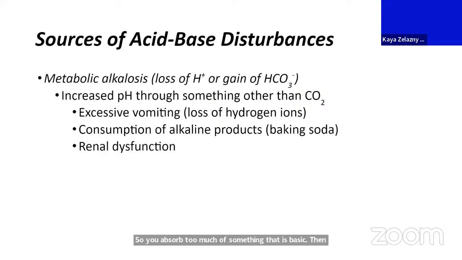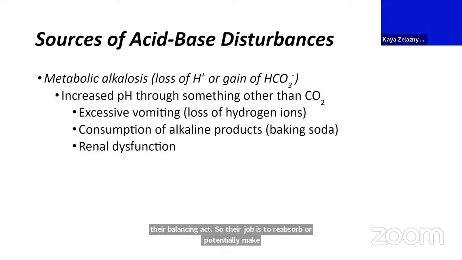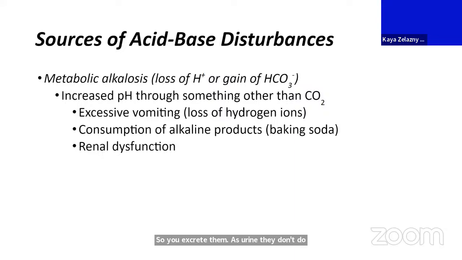And finally, again, your kidneys can be messing up their balancing act. So their job is to reabsorb or potentially make the right amount of bicarbonate and bring it into your blood, and to secrete the right amount of hydrogen ions. So you excrete them as urine. If they don't do that, if they get that rate wrong, it can also cause alkalosis.